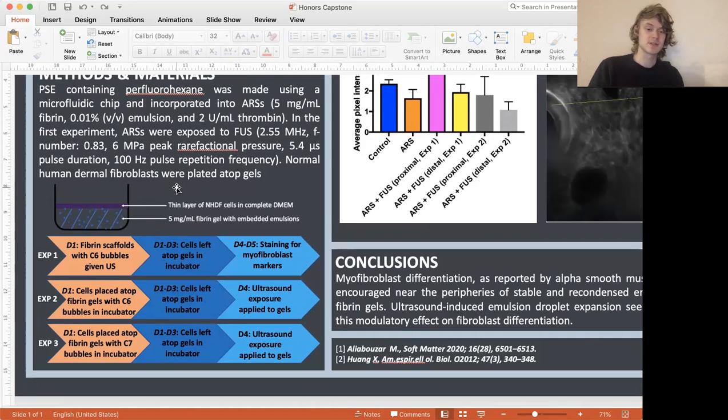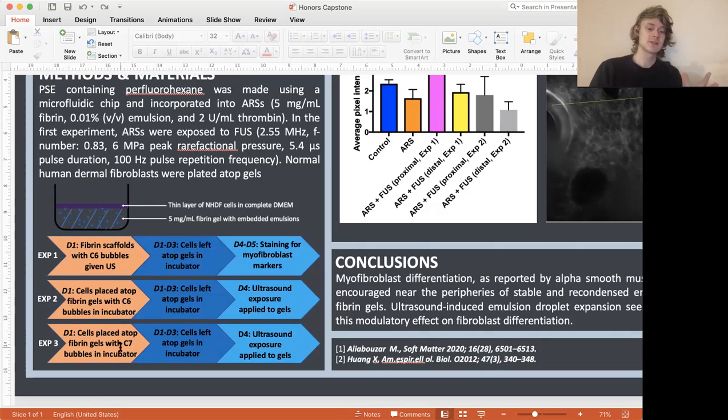But before we exposed them to ultrasound, we layered the cells on top and left them in the incubator for 2 days. The goal of that was to allow the cells some time to renounce the myofibroblast fate and go back to a fibroblast lineage because they're on top of a less stiff environment. And then after that incubation period, we then exposed them to ultrasound.